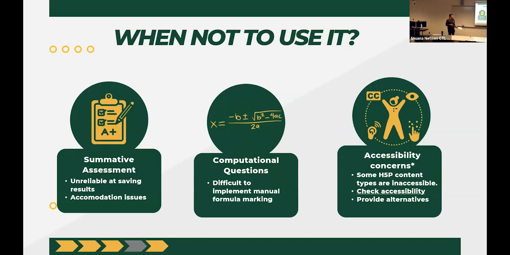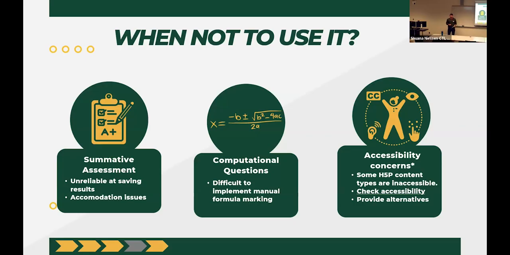We also want to touch on when not to use H5P, because although it's a great tool, there are certain situations where it doesn't work well. The first one is the most important: summative assessment. There are a few issues with attaching grades to H5P. The most important one is that it's unreliable at saving, and of course, you don't want that as an instructor. You don't want the student's progress to be lost. There are a few reasons for that.